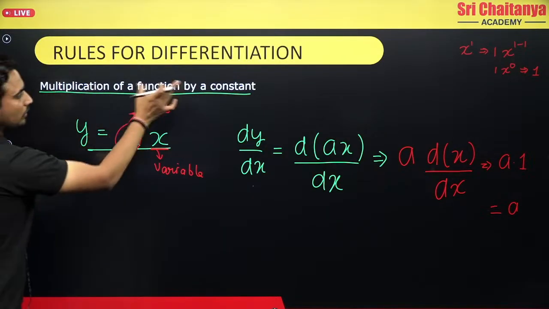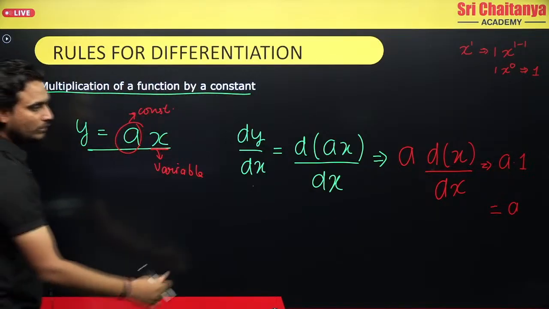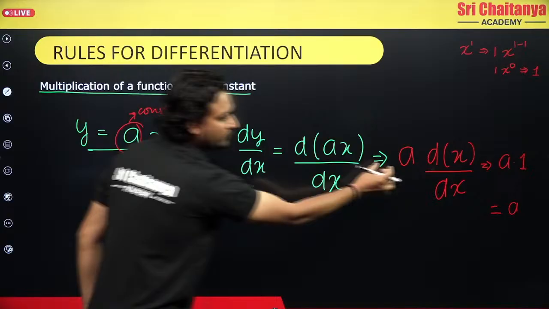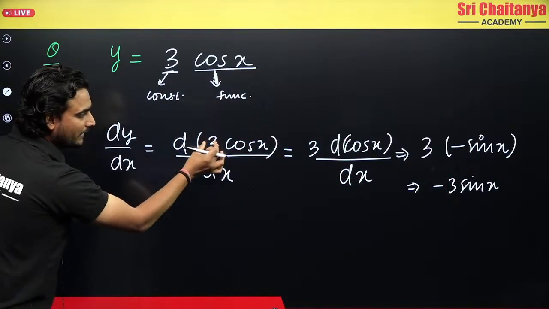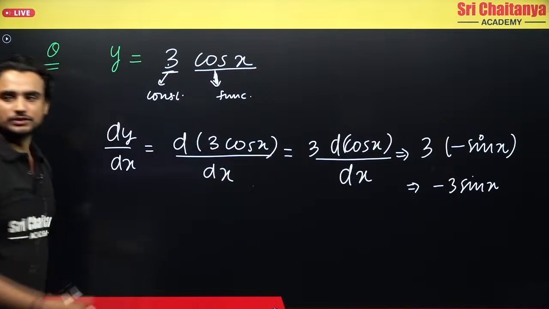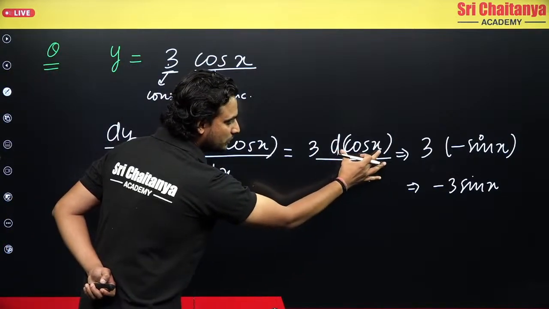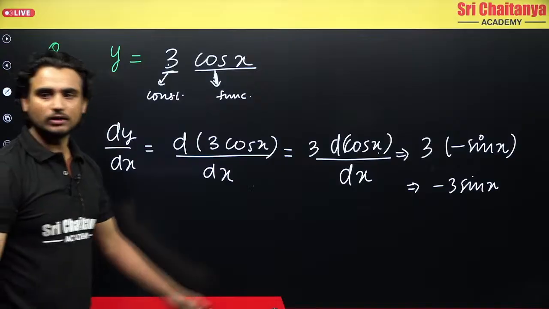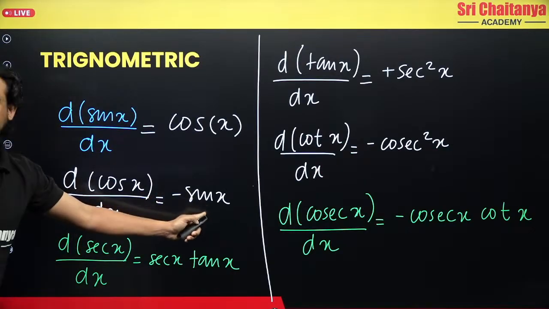If I have a constant multiplied by a function, what do I do? I take the constant out of the differentiation. So here, this is 3 cos x, I take this 3 out of the differentiation. And what do I have inside the differentiation? Only cos x. And what is the differentiation of cos x? Differentiation of cos x is equal to minus sin x.